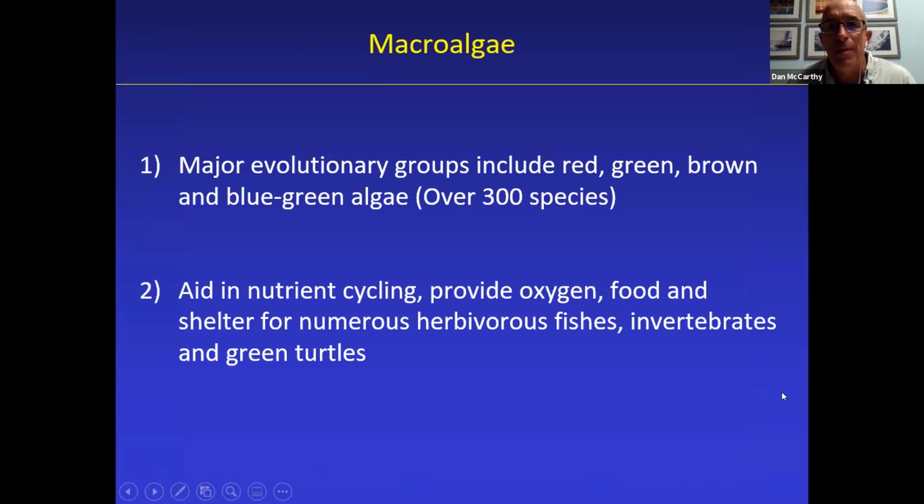So, a little bit about macroalgae. Major evolutionary groups include red, green, brown, and blue-green algae. In our synthesis, we uncovered over 300 species of these algae, so pretty diverse. And again, they aid in nutrient cycling that occurs on the coast. They provide oxygen to the ecosystem, and food and shelter for numerous fish, invertebrates, and turtles, in particular green turtles.